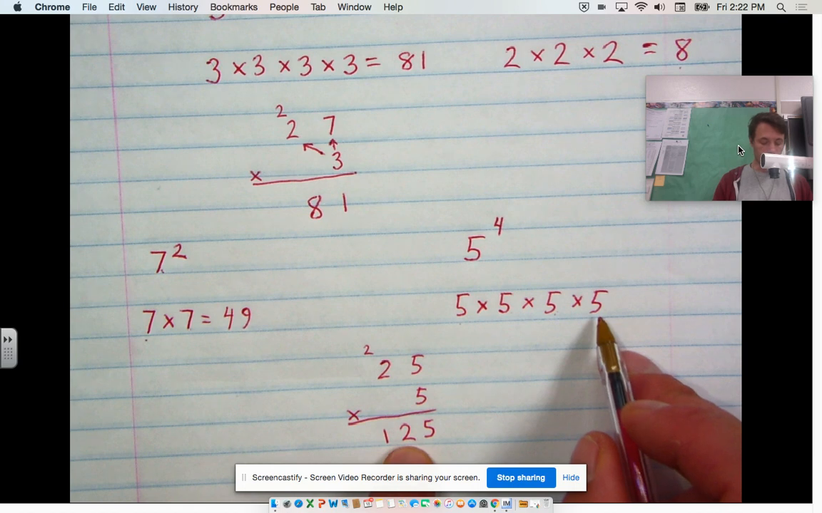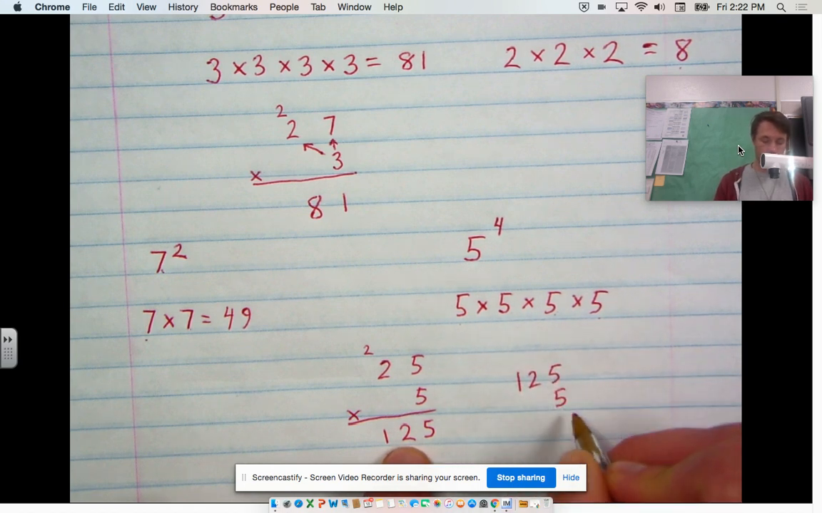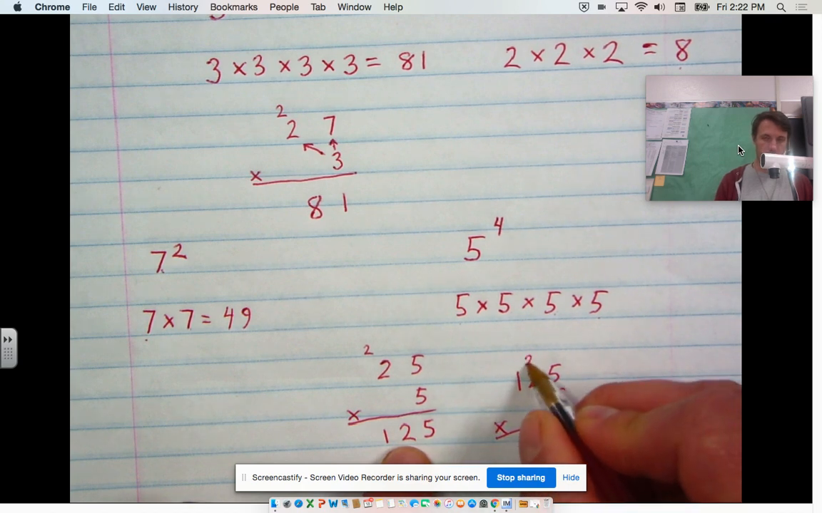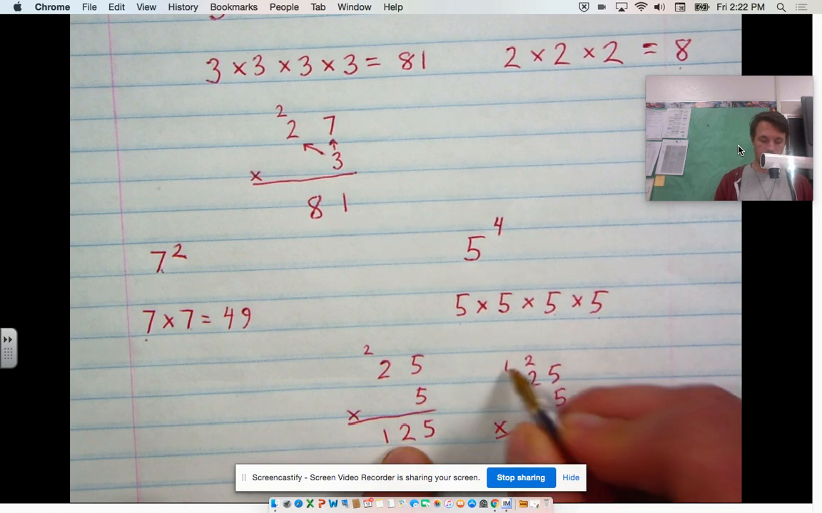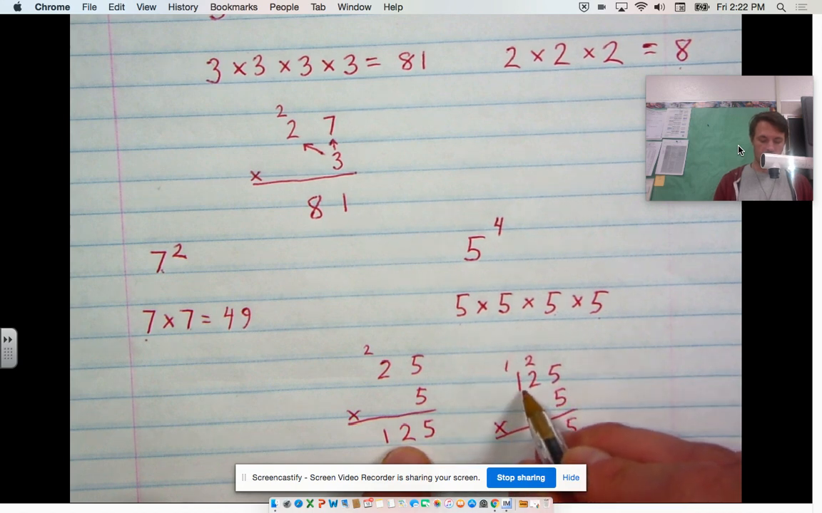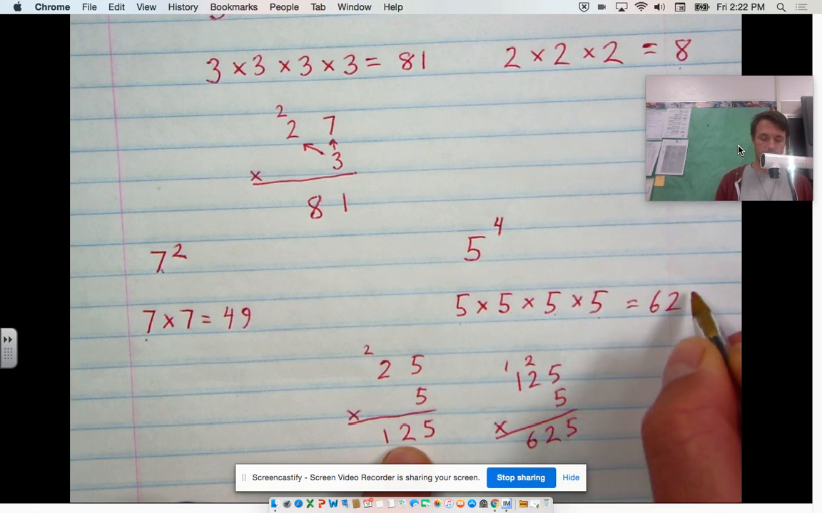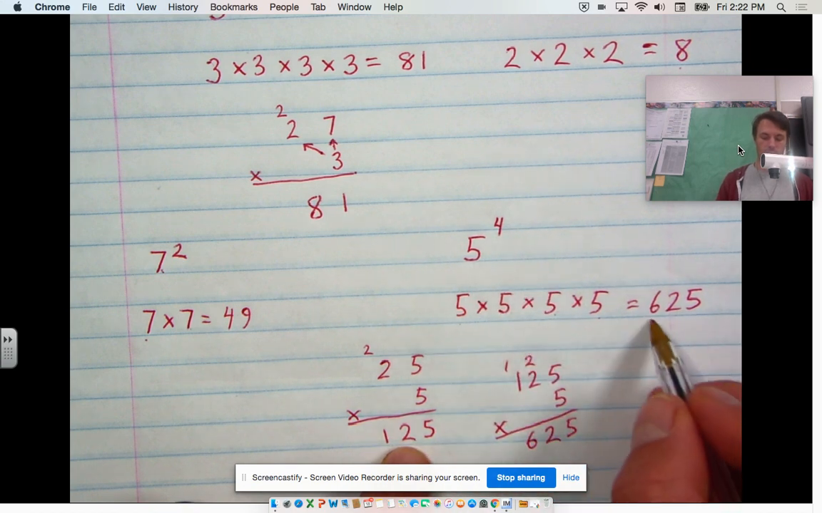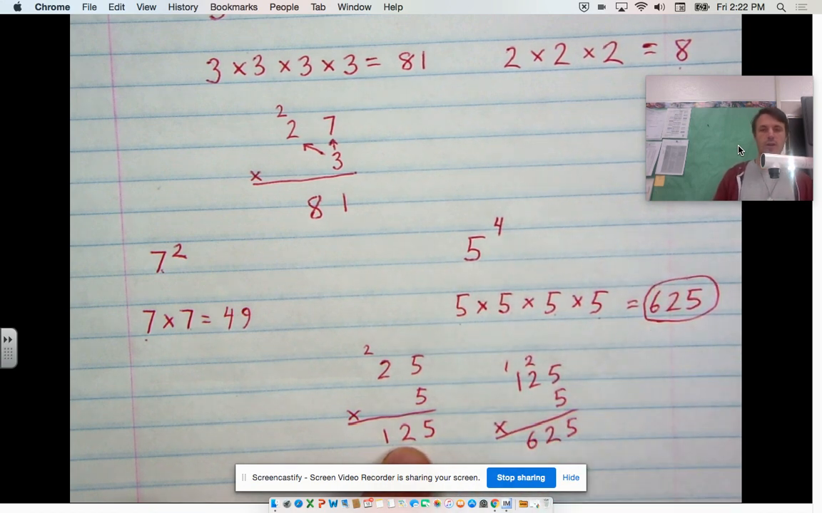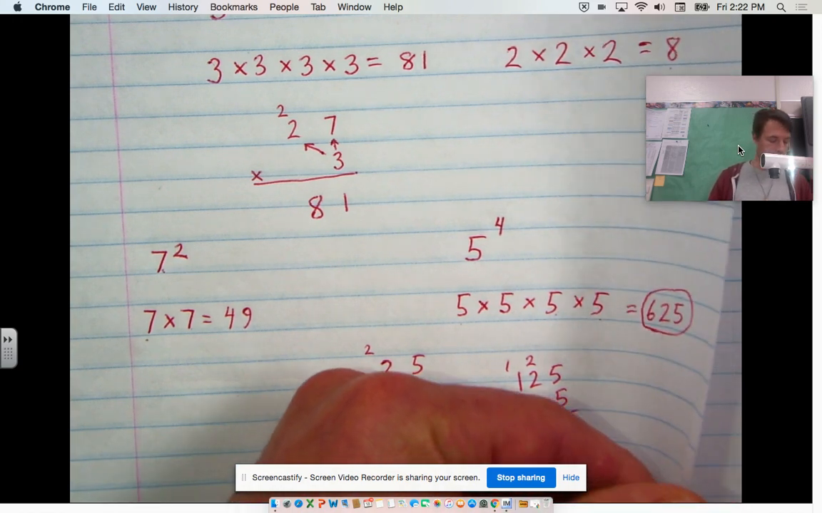Now 125 times 5. We can use our scratch paper for that too. 5 times 5 is 25, carry the 2. 5 times 2 is 10, plus 2 is 12, we carry the 1. 5 times 1 is 5, plus 1 is 6. So the answer is 625. So 5 to the fourth power is 625.